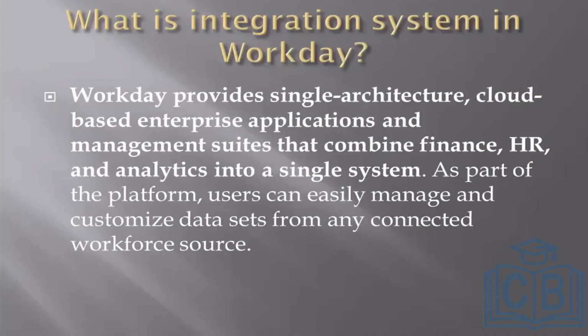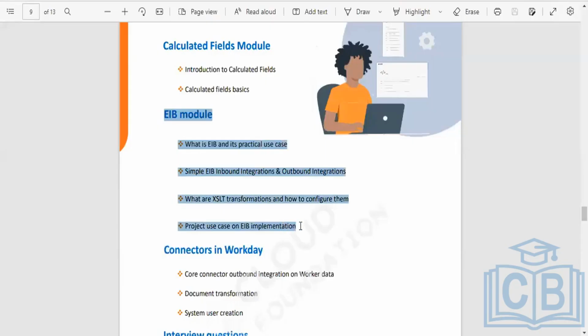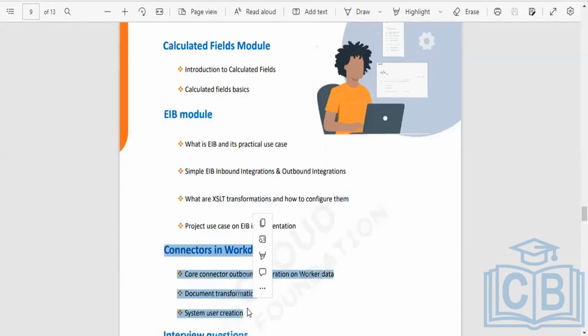In the first concept, we are going to understand how to integrate the organization data to the cloud, in the complete EIB module related to the organization and client. And in the second and third sections, we are going to understand how to use connectors in Workday related to integration, cloud data related activities, document transformation, and system user creation related activities.